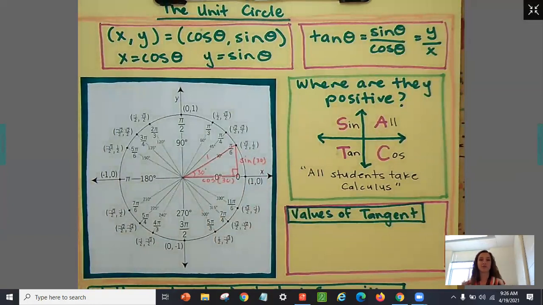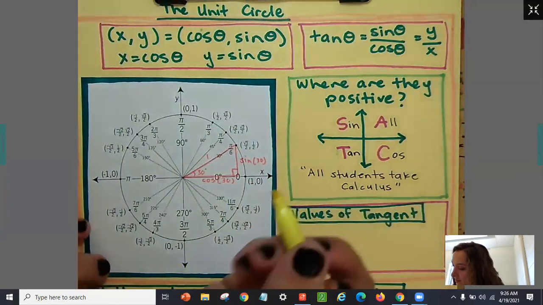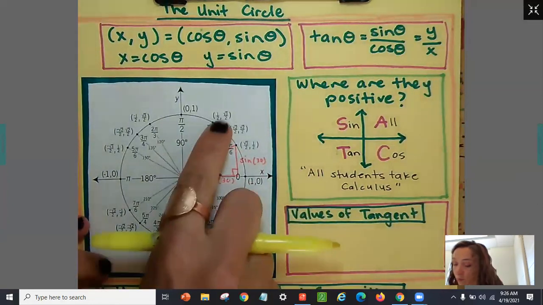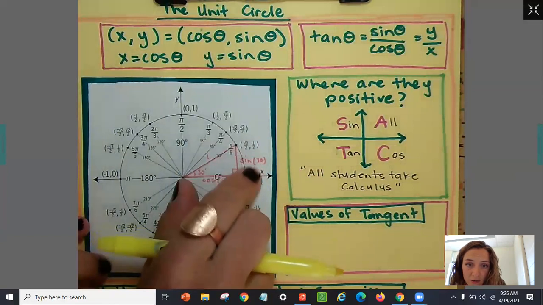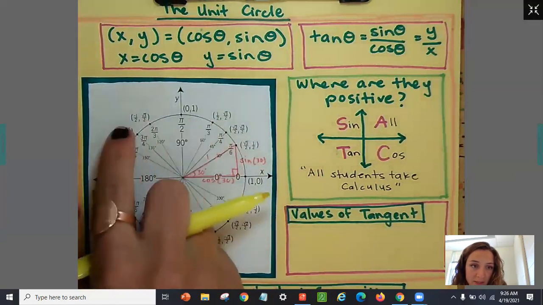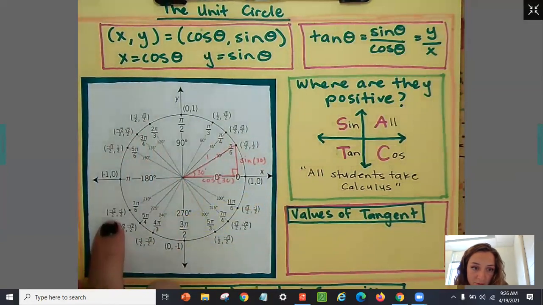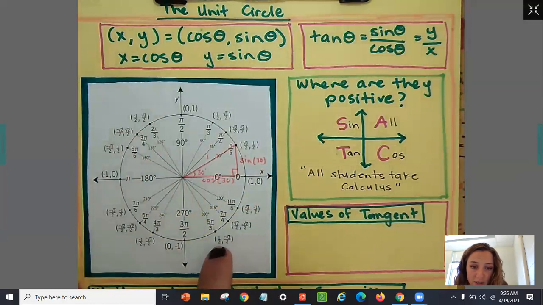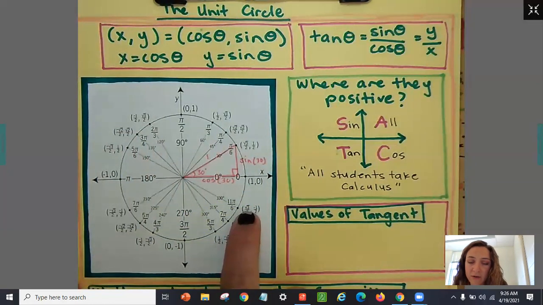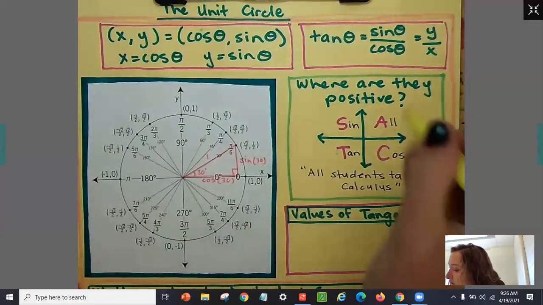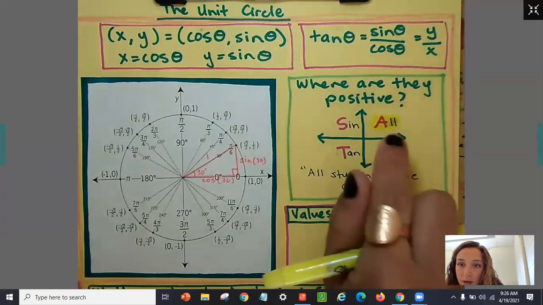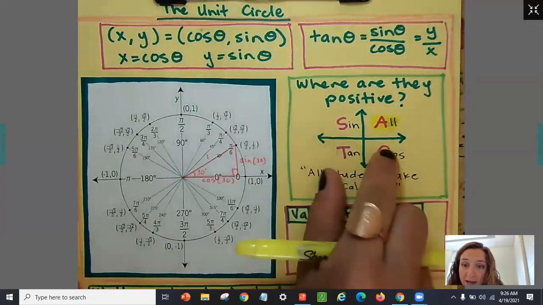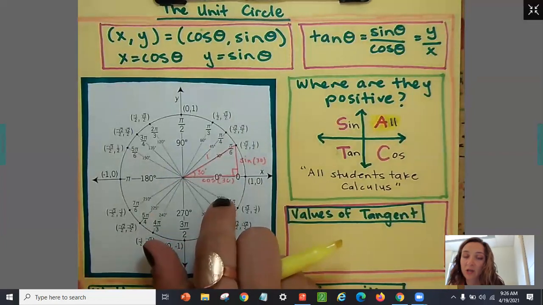Okay, and we also have this little fancy thing. Where are all of these positive? Since cosine is the x values, cosine is going to be positive where x is positive. So here it's going to be positive, it's negative here, it's also negative here, and then it's going to be positive here again. You can see the x values are getting positive. So all of these are positive in the first quadrant. Cosine was positive here, and cosine was positive down in the bottom here.